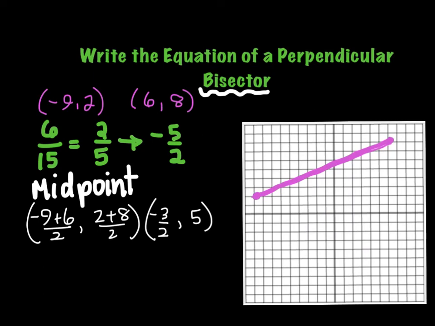So if I want to write the perpendicular bisector, I need a slope. I have that. I also need the midpoint. I have that. Once I do, I just put it into point slope again. So I have y minus the y equals the slope times x minus the x. And I will solve that on the next page.